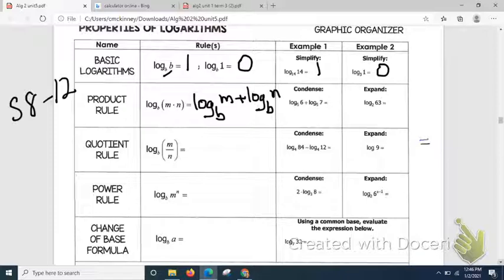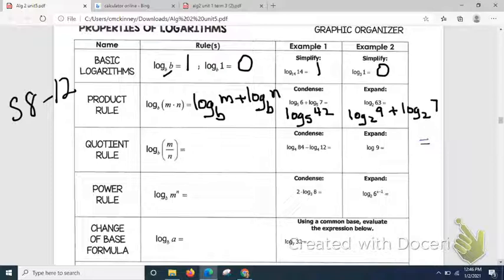So that when we're condensing and expanding, addition goes with multiplication. So 6 times 7, this would be 42. And if I'm going to expand this, again, any way that would multiply to be 63. So more than one right answer. So log base 2 of 9 plus log base 2 of 7, or 3 and 21, or 1 and 63, etc.